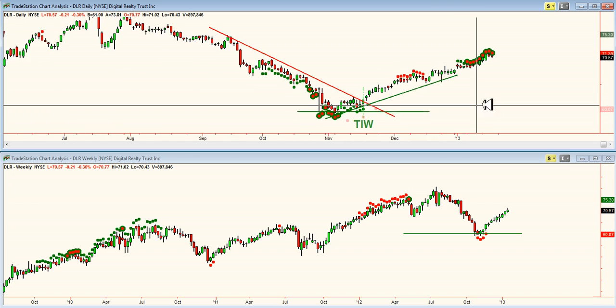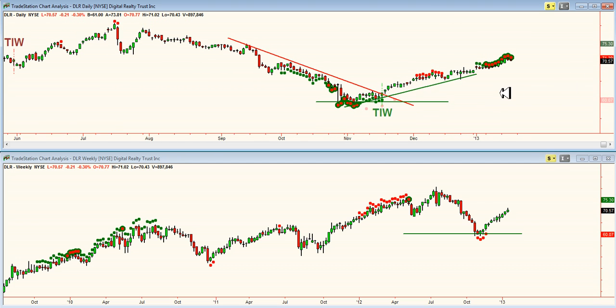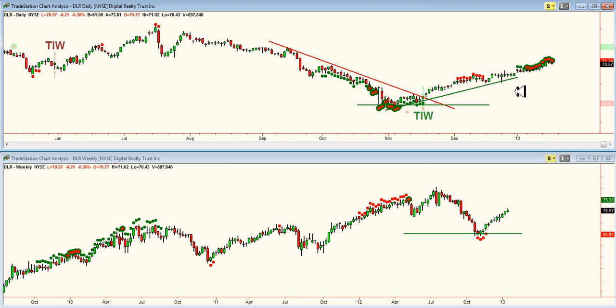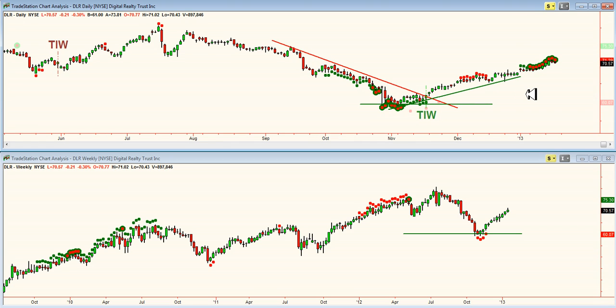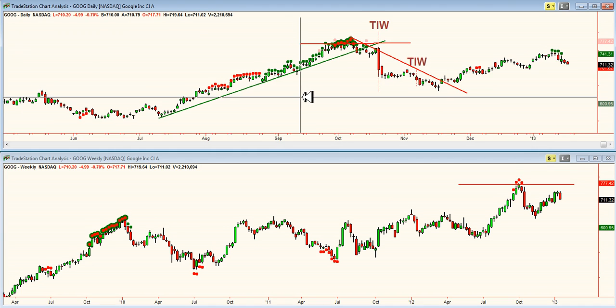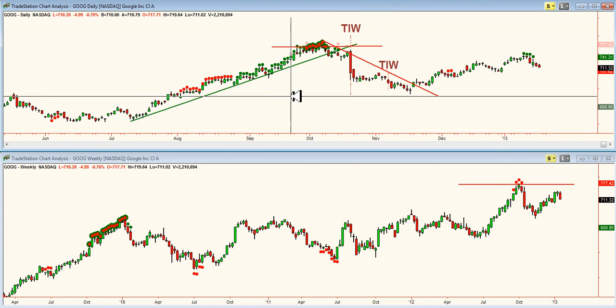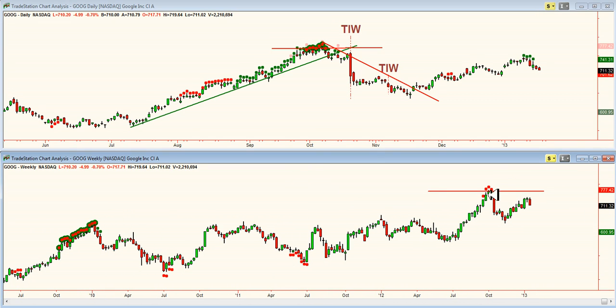Now let's take a look at some bearish. Now that we've looked at the bullish, all right, let's take a look at Google. First of our bearish. Google had a high candle count, red dot, shorter term trend on the weekly chart. You can see that on the daily chart here.